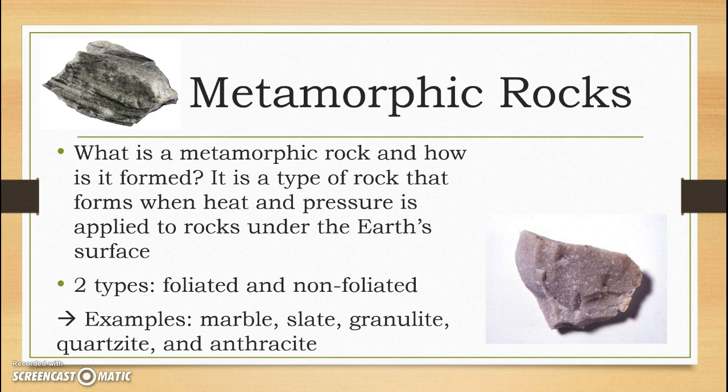There are two types of metamorphic rocks, and that is foliated and non-foliated. Examples of metamorphic rocks include marble, slate, granulite, quartzite, and anthracite.